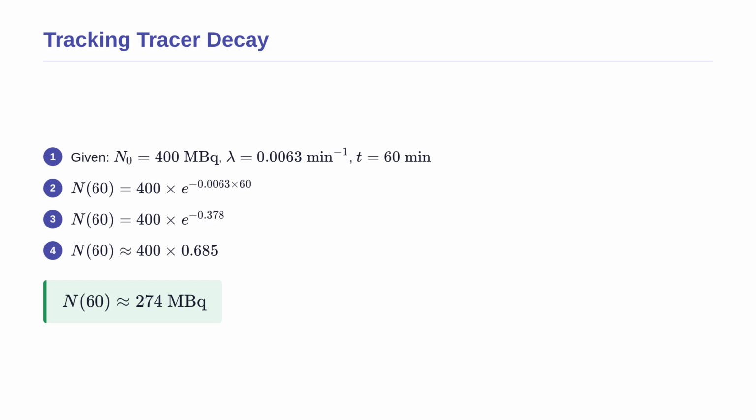First, we substitute our values into the equation. We multiply the decay constant by the 60 minutes elapsed to get a total negative exponent of negative 0.378. Calculating the exponential and multiplying by the initial dose gives us approximately 274 megabecquerels. Physically, this confirms the clinical team still has a strong enough signal to capture high-quality functional images of the brain's glucose metabolism.